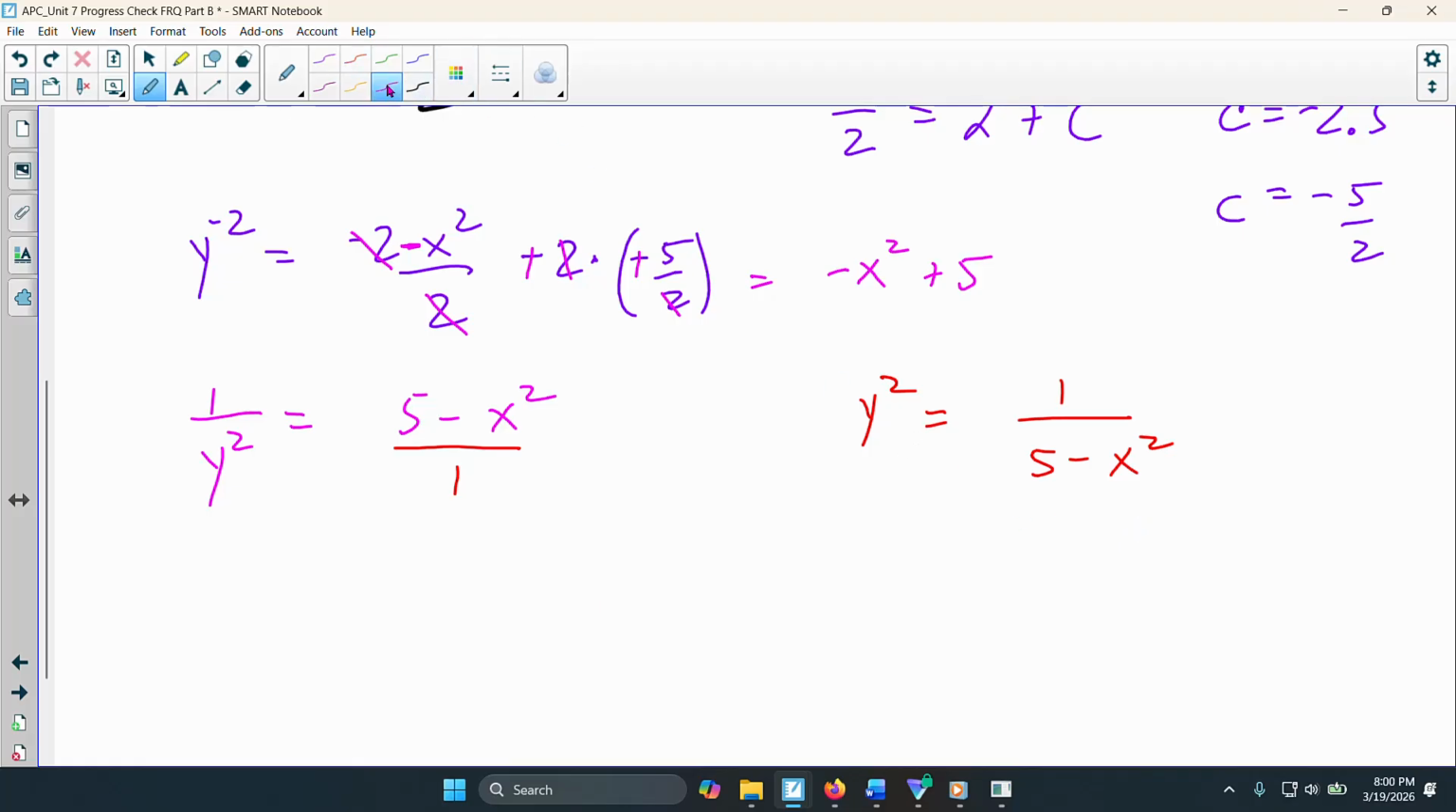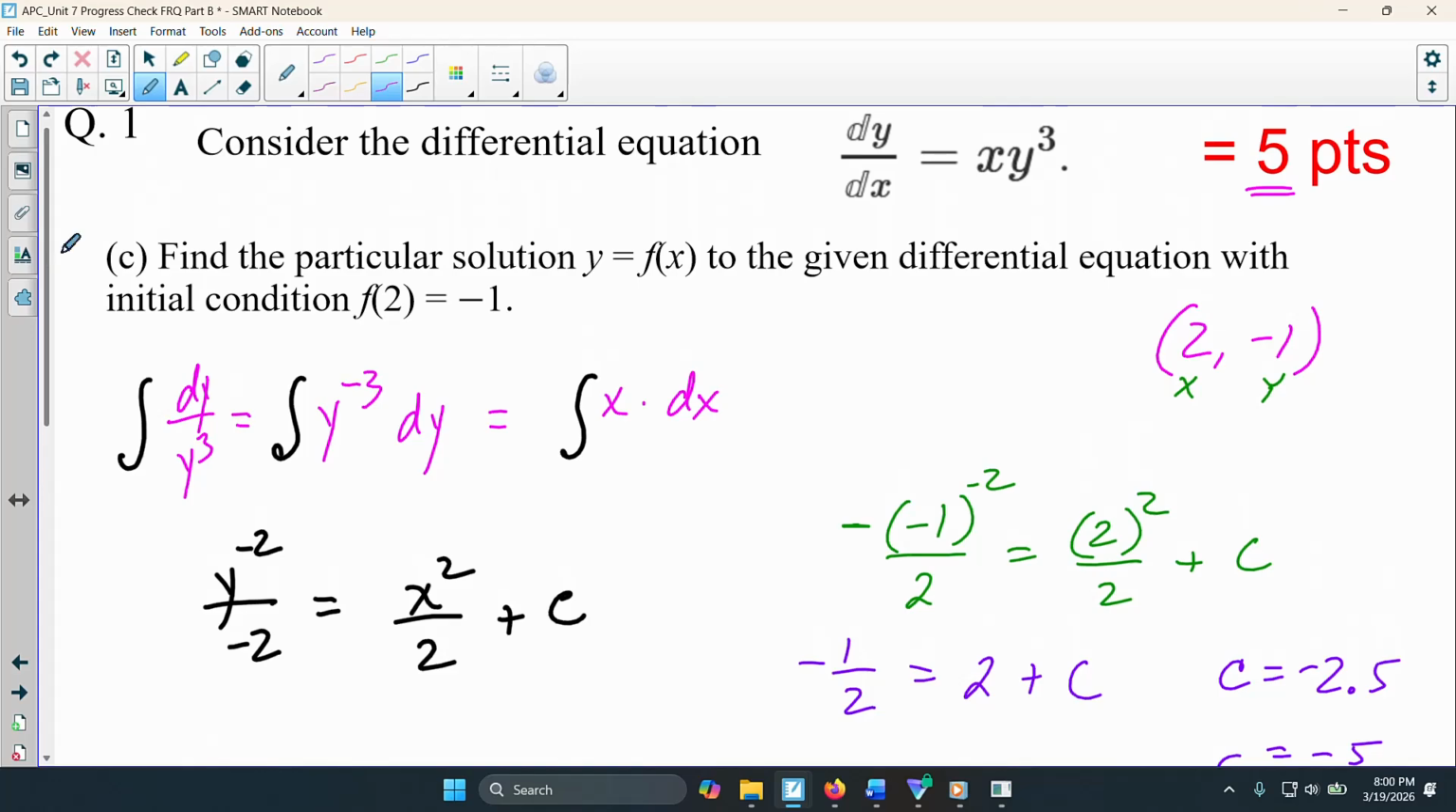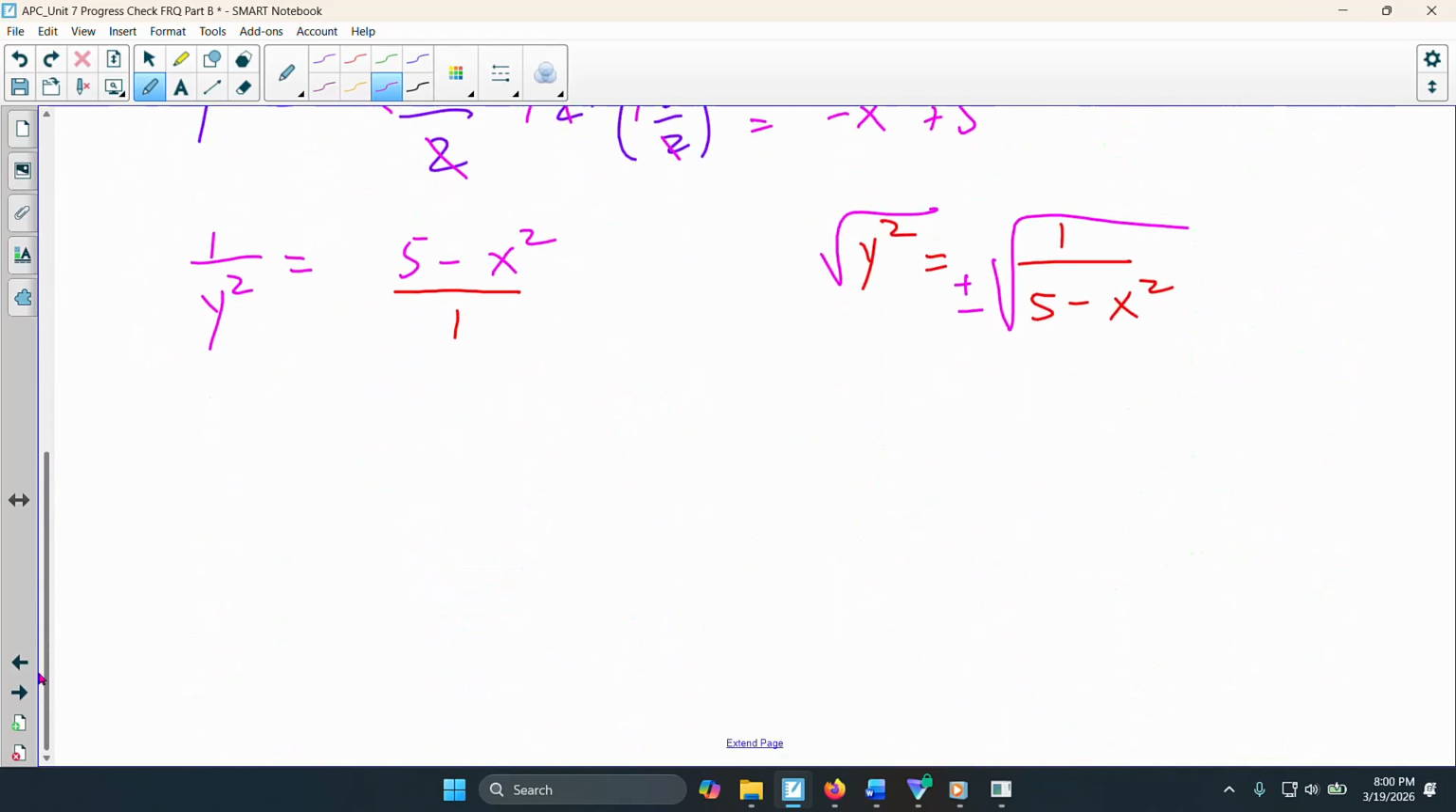And we're almost done. I promise, we're almost done. How do I get rid of the square? Square root on both sides, but that creates a plus-minus version. So we have to identify which version we want based on the initial condition. I'm going to rewrite the initial condition over here. So this becomes y equals either a positive version of the big root or a negative version of the big root, right?